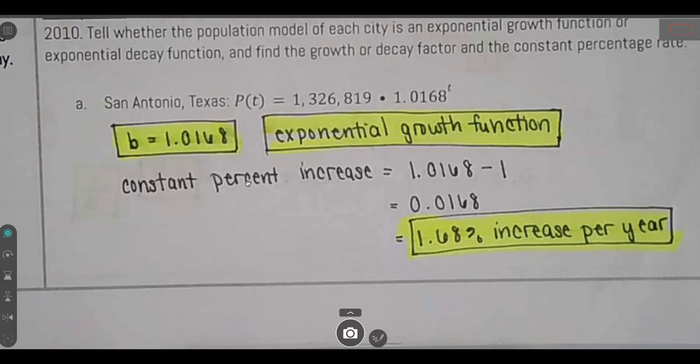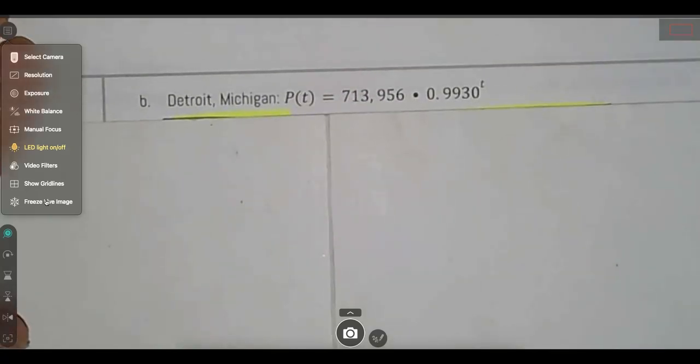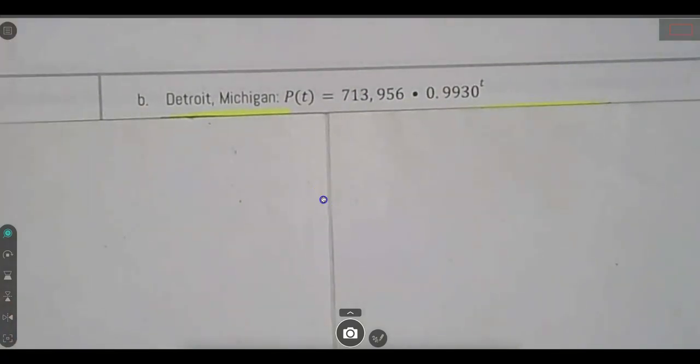All right. Any questions on this? Does anyone need a little more time to copy it down? All good? Okay. So turning the page, we have Detroit, Michigan. Can you guys give me B and also tell me if it's growth or decay? I'll give you 1 point for each.